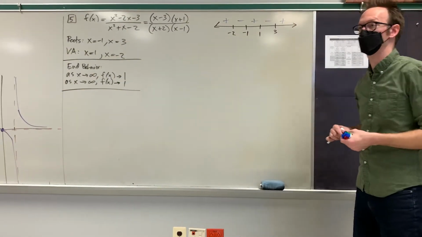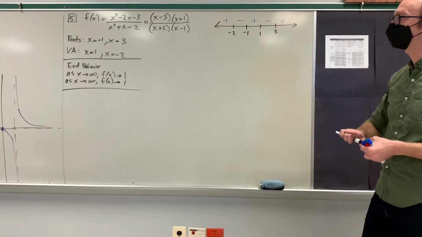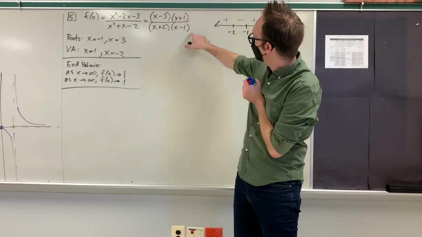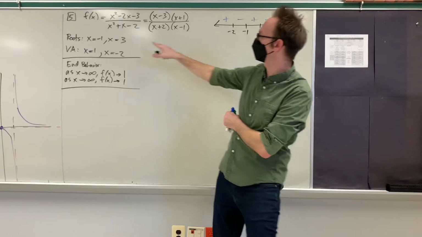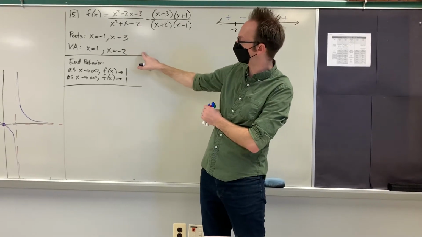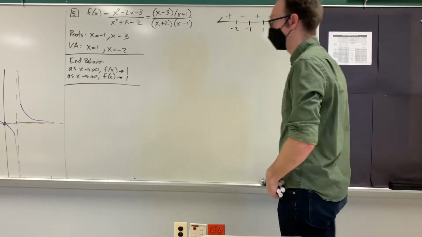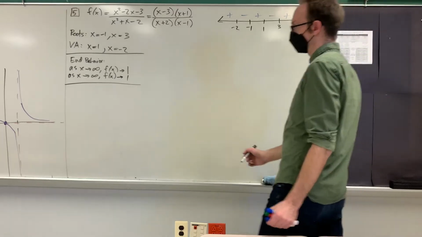Finishing up this problem because I really want to. Here's what we did. We had this function. We factored the numerator, we factored the denominator, we made the sign chart for it, we realized what the roots were, what the vertical asymptotes were, and then we talked about the end behavior. And then what we didn't do is graph it yet. Maybe we can do that.